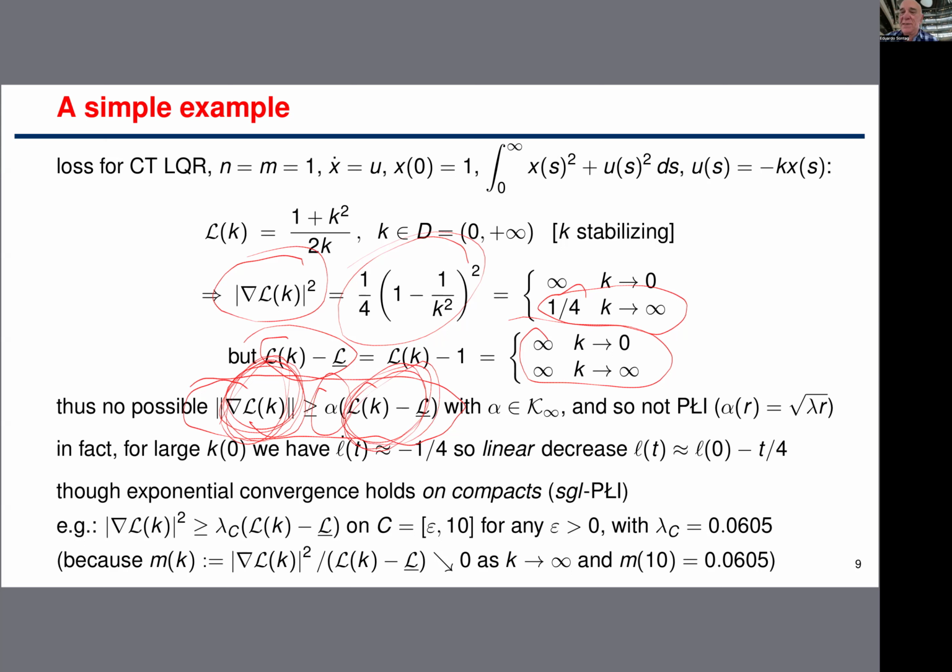As a matter of fact, you can also see in this case that for large initial conditions, L dot looks like -1/4.